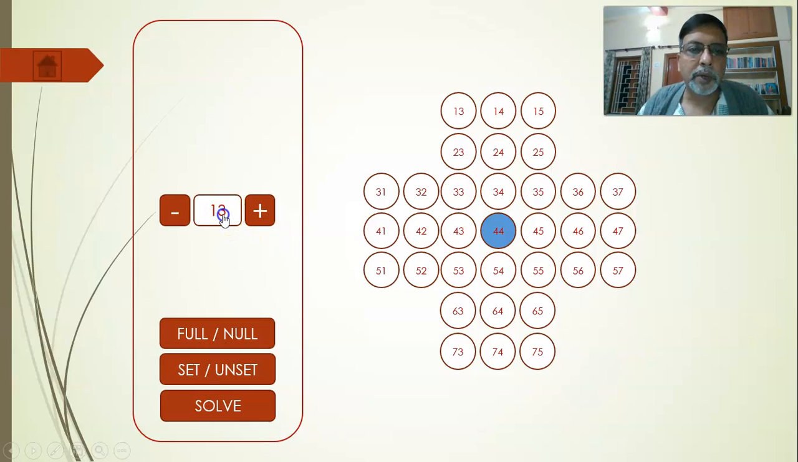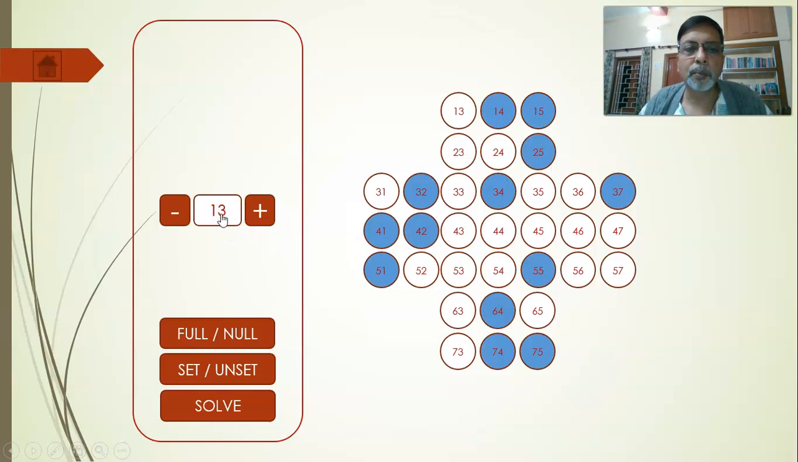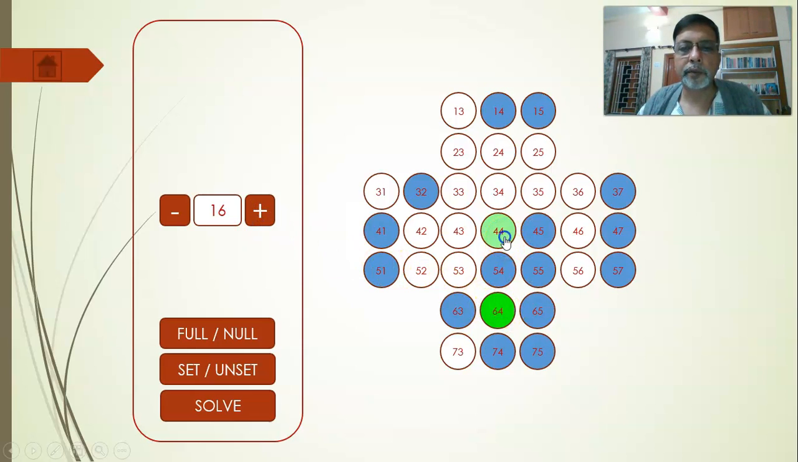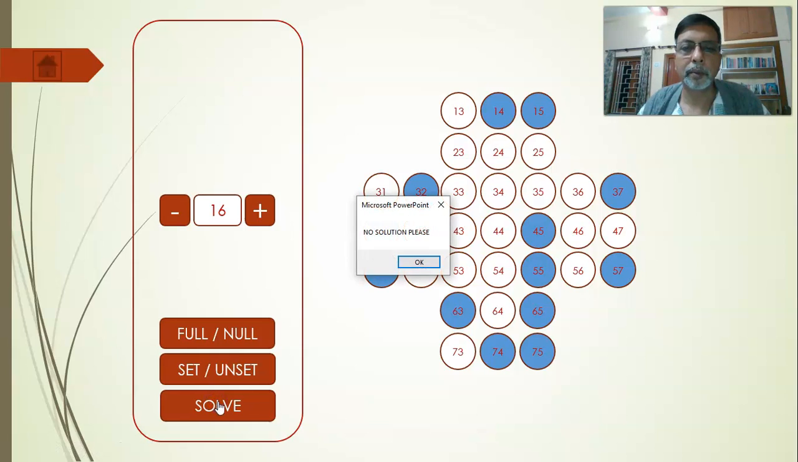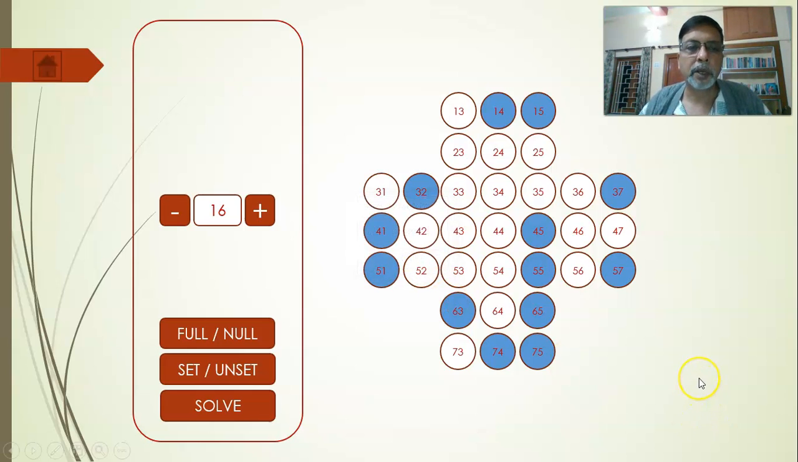So you can try some random starting point, which is 13 pegs or more, say 16 pegs, and try to solve them. I don't know whether it's possible or not. Most probably it's not possible. You can try to solve them, and it will say whether it's possible or not. If it is possible, it will show you the steps. That's peg solitaire.